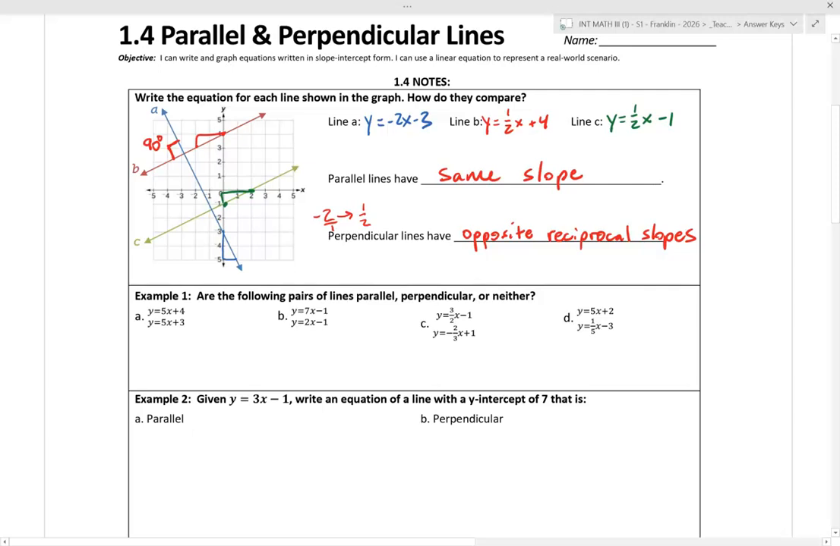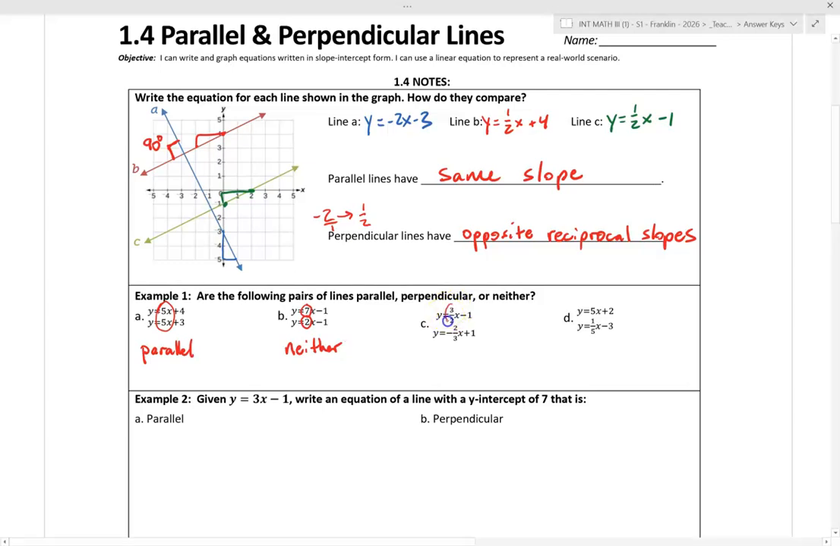So we're going to be comparing the slopes. For example A, they both have a slope of 5. So these would be parallel because those are the same. For B, one has a slope of 7, one has a slope of 2. So these are neither parallel nor perpendicular because they're not the same, and they're not opposite reciprocals.